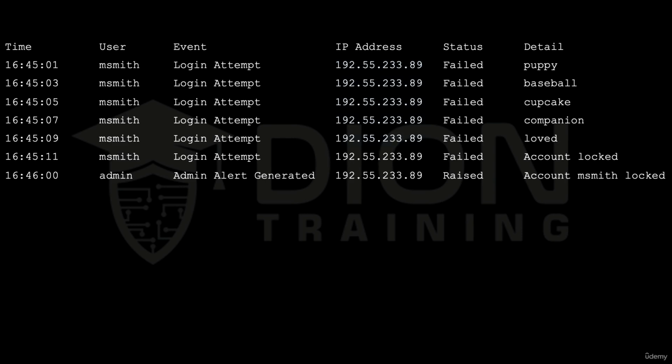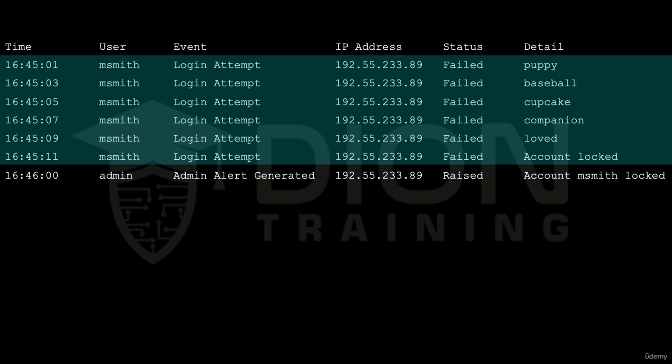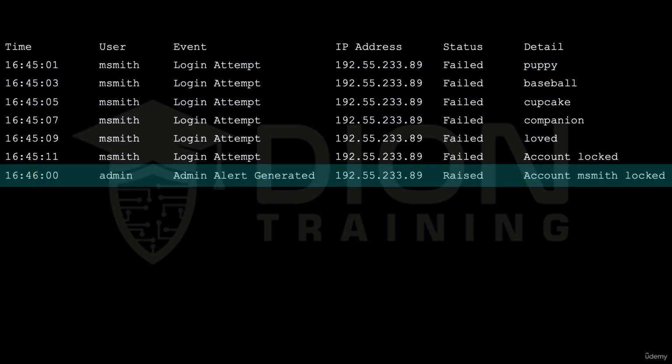Let's take a look at the second one. It's in a very similar format, and you'll see we just changed users here. Now we have M. Smith trying to log in, and again, they tried 5 times in a row from that same system at 192.55.233.89. And all 5 times they failed. When we look at the passwords they tried, they were using common words like puppy and baseball and cupcake and companion and loved. After the 5th wrong attempt, the account was locked, and a notice was sent to the administrator letting them know that this account for M. Smith was locked as well.